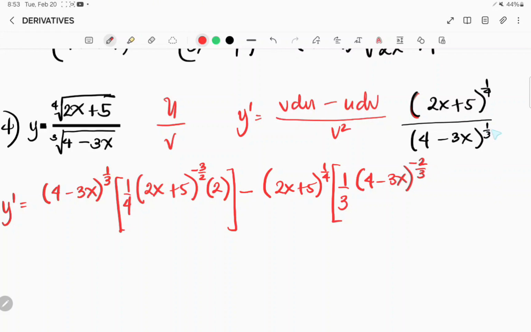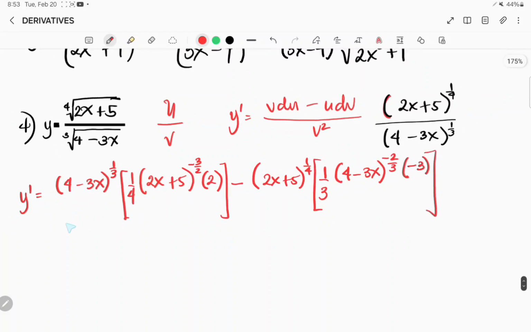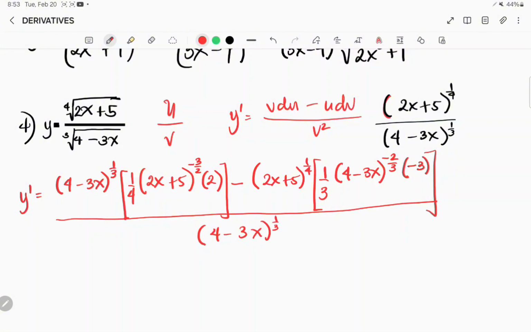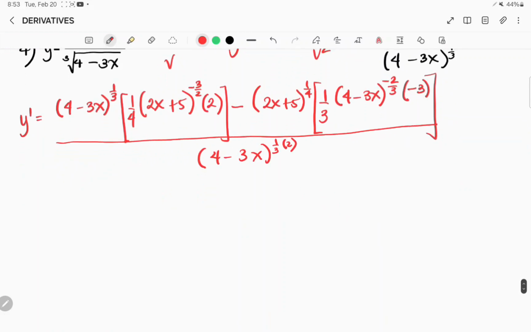You have to subtract 1 here. So that's 1/3 minus 1, or 1/3 minus 3 over 3, is negative 2/3, times the derivative of this quantity, which is negative 3, over our denominator, which is 4 minus 3x raised to 1/3 times 2. That's squared. Okay. So let's simplify both terms of the numerator.